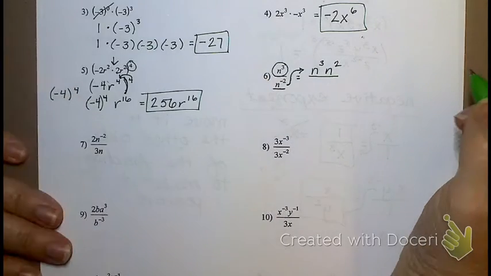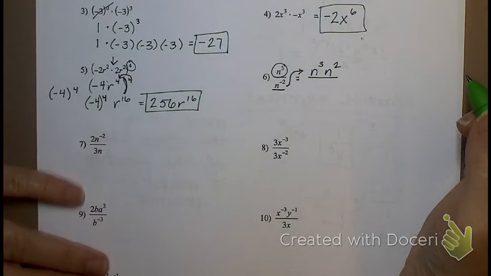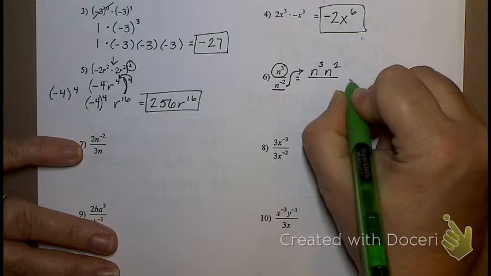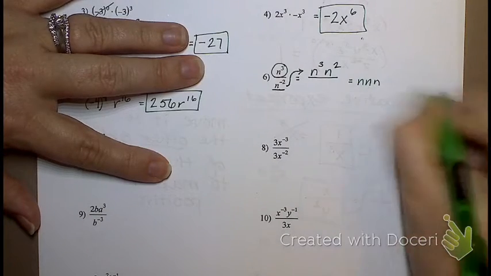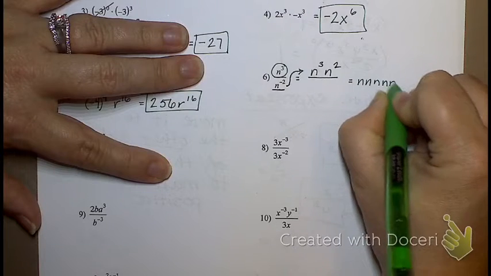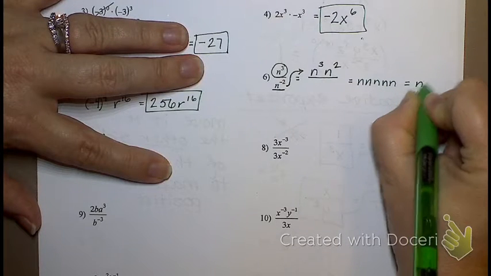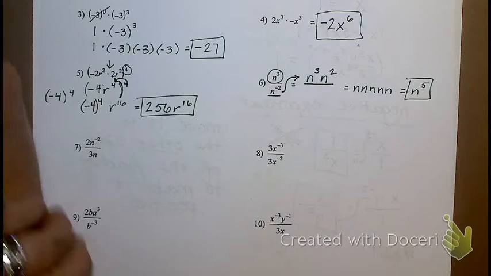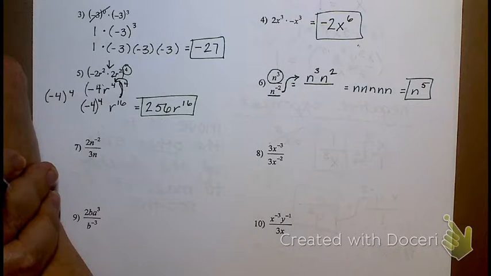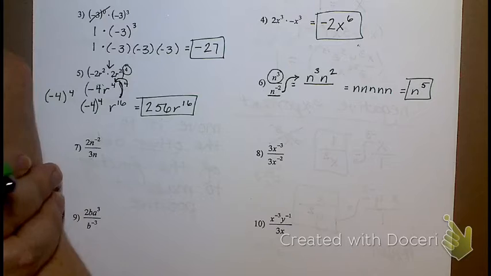Nothing's left on the bottom, so I have to write a 1? No. So what do I have? I have end of the third and end of the second? Yes. Well, there's end of the third. There's end of the second. What do I have? And end of the fifth. All on the top. Okay.